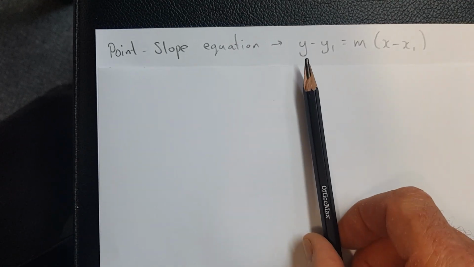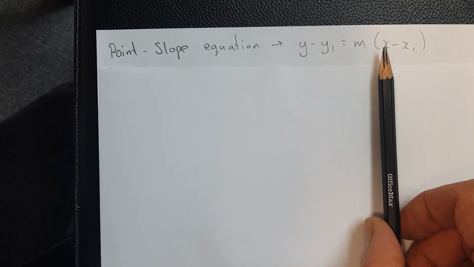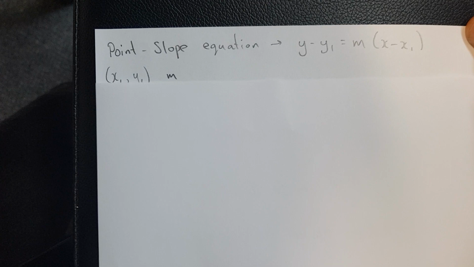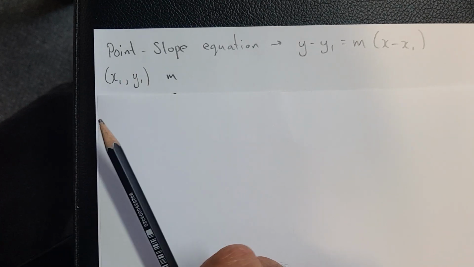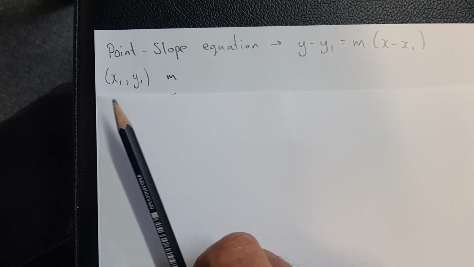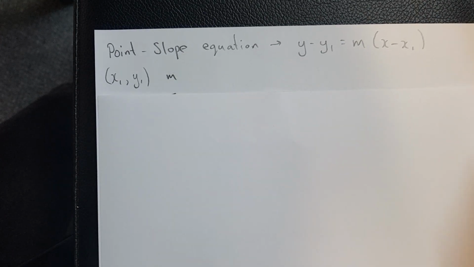Those two things make up what's known as the point-slope equation of the line. And here it is: y minus y sub 1 is equal to m times the quantity x minus x sub 1. As I said, you need a point on the line, and since there's only one point needed, that's why it's x1, y1. And we know the slope is m.